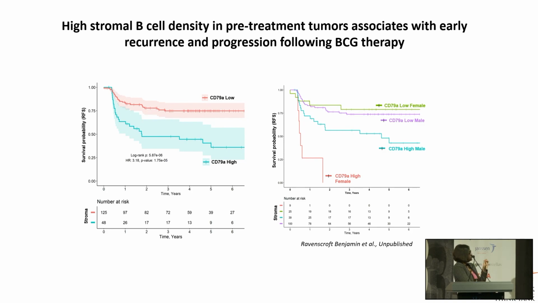So we took just the tumors from patients who were treated with BCG, and what we find is the exact same finding: an increased number of B cells associated with shorter recurrence-free survival and progression-free survival as well. And again, females had the highest B cell numbers and the shortest survival. The numbers of stromal B cells in females were significantly higher.